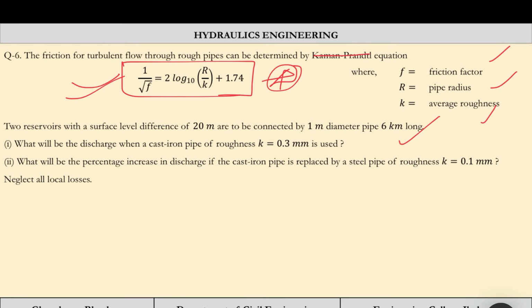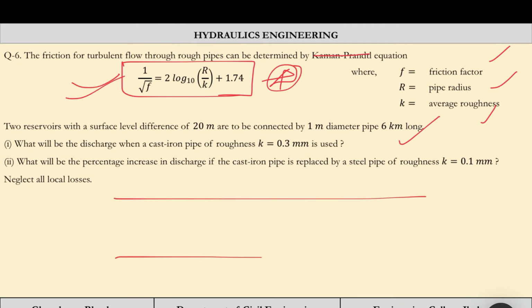Second part is, what will be the percentage increase in the discharge if the cast iron pipe is replaced by a steel pipe of roughness k, that is 0.1. If roughness is reduced, flow will increase because roughness denotes the friction resistance to the flow. So if k is less, the friction resistance is less, so flow will increase. So first we will try to understand what this problem is stating.